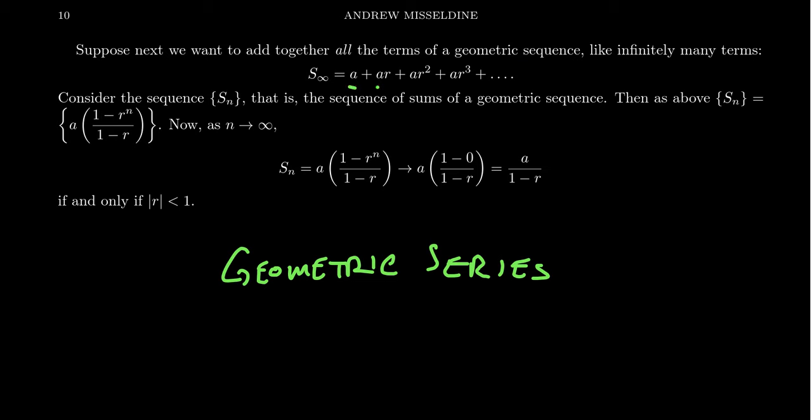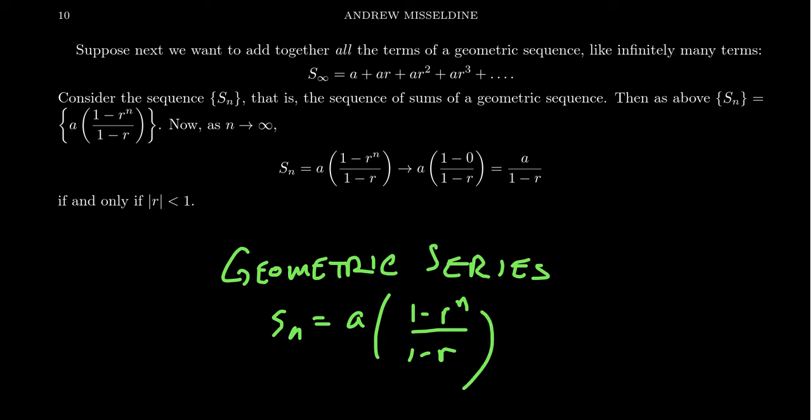We're going to take a plus ar plus ar squared plus ar cubed all the way up to, well, we never actually stop. N goes to infinity. Now, in the previous video, we actually found a formula for our S sub n, right? We saw that S sub n will equal A times 1 minus R to the n over 1 minus R. This is the general formula.